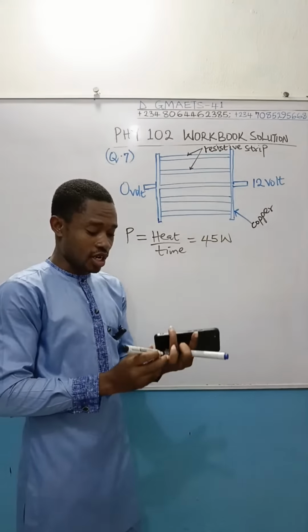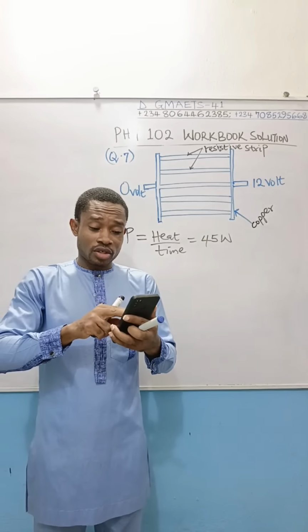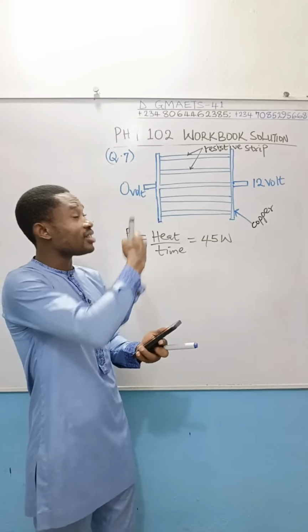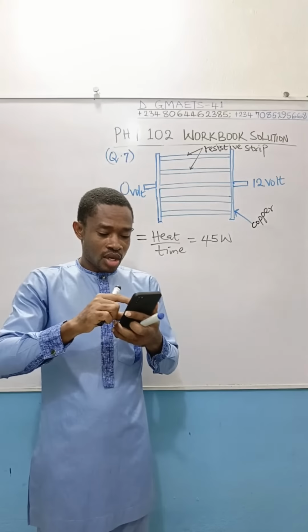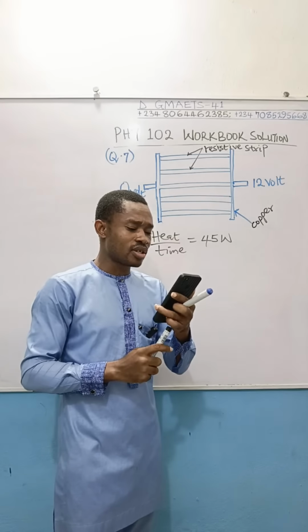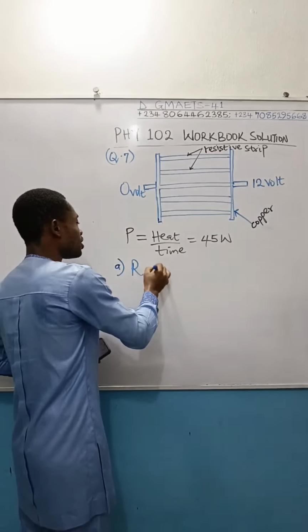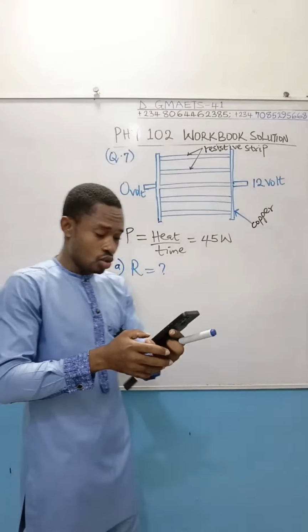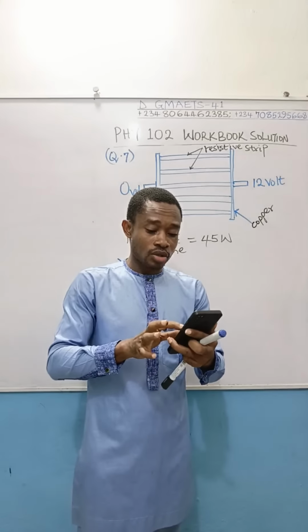Now I have interpreted the main question. After the question, we now had this diagram to refer to that question. Now the follow-up question, part A, says you should calculate the total resistance of the unit. Total resistance of the unit we do not know.